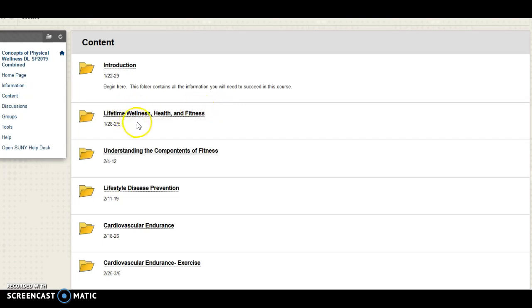Assignment number one literally is what you might consider week two of class. But what's really important in order for you to keep yourself on track, there are no weeks written on these folders. You will see that they're literally dates. And so now we are at lifestyle disease prevention. That's our chapter, and that's what's going on at this point in time. So the dates are 2/11 through the 19th. Those are the dates in which everything must be completed for this chapter.